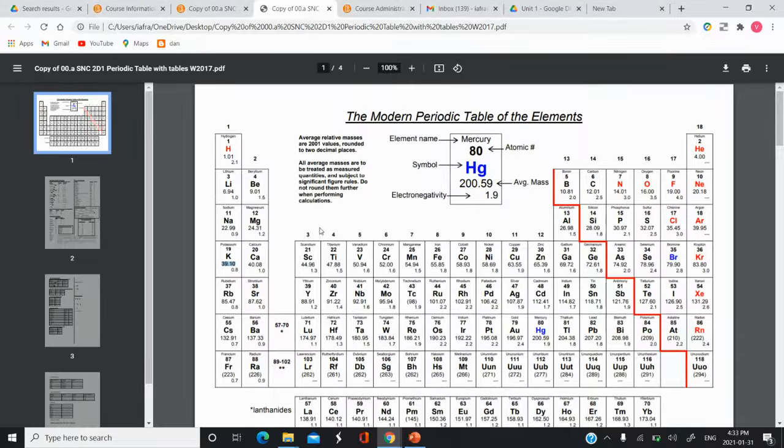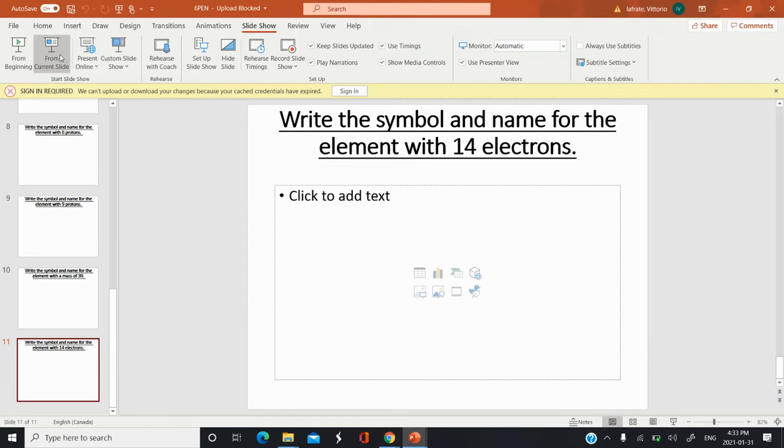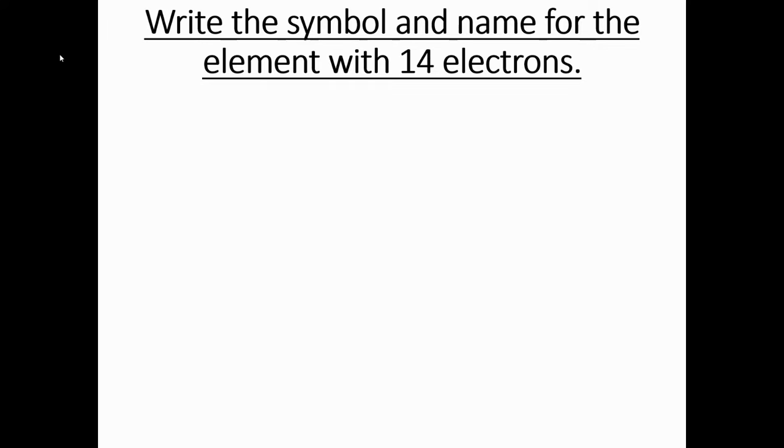So we are looking for something with 14 electrons. Remember that the atomic number tells you the number of protons, and in a neutral atom, the number of electrons. So 14 electrons, it looks like we're dealing with silicon. So right here, 14 electrons, silicon, Si. So let's go ahead and write that in. So Si, and then silicon. Remember, uppercase S, lowercase I.